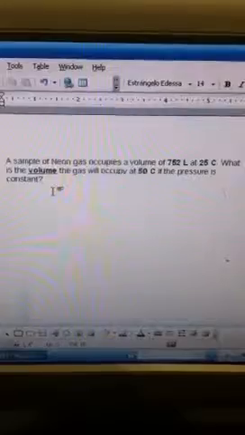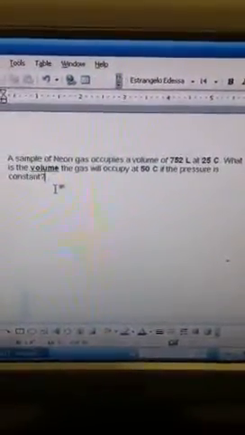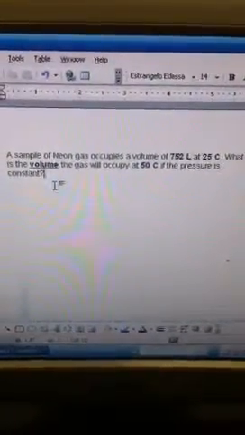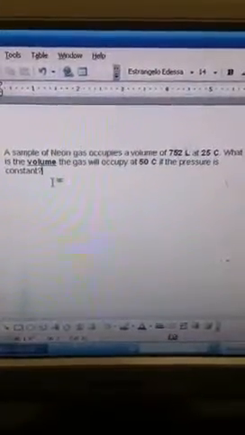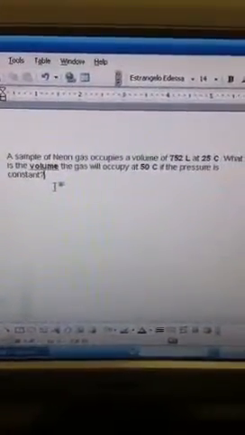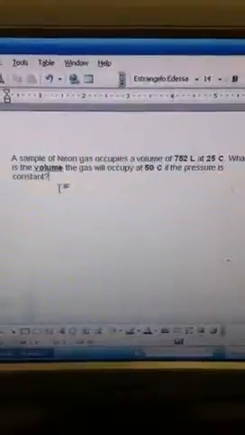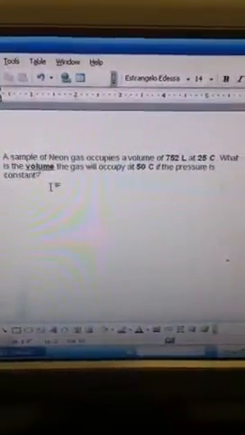An example of Charles' law is a sample of neon gas occupies a volume of 752 liters at 25 degrees Celsius. What is the volume the gas will occupy at 50 degrees Celsius if the pressure is constant?